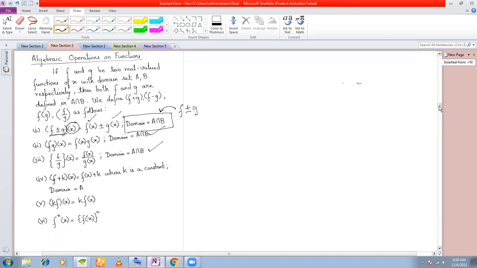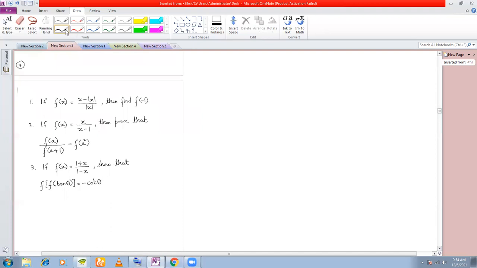Okay, look at this now. Question number 1. Given f(x) is (x minus mod x) divided by mod x. You need to find f(-1). So how do you find out f(-1)? In order to find f(-1), you replace x by minus 1.